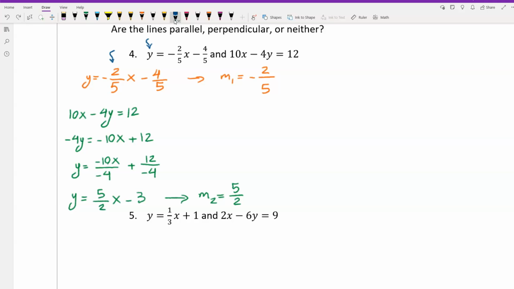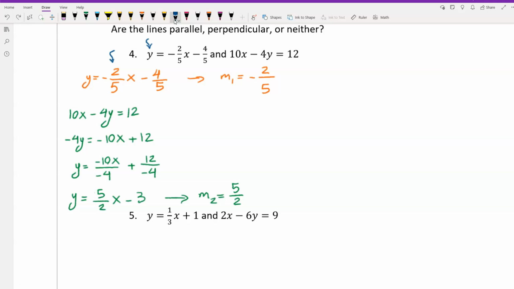Then simplify. Negative 10 divided by negative 4 is 5 over 2. And positive 12 divided by negative 4 is negative 3. So our second line in slope-intercept form is y equal to 5 over 2 times x minus 3. Based on this, the coefficient of x is 5 over 2, so our slope for the second line is 5 over 2.